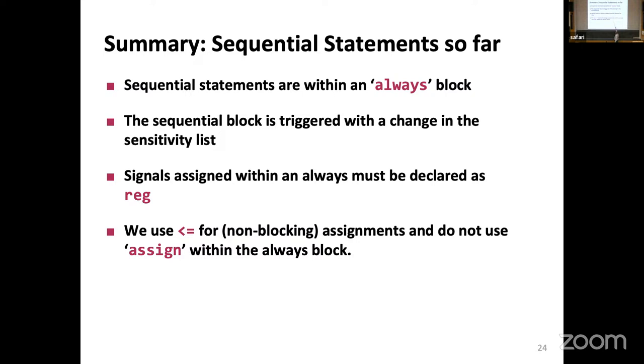Signals assigned within an always block must be declared as reg. This is one of the most annoying things ever. Remember we were talking about an older version of the book and a newer version of the book? Who remembers that? Who has the newer version of the book, or who is following it?